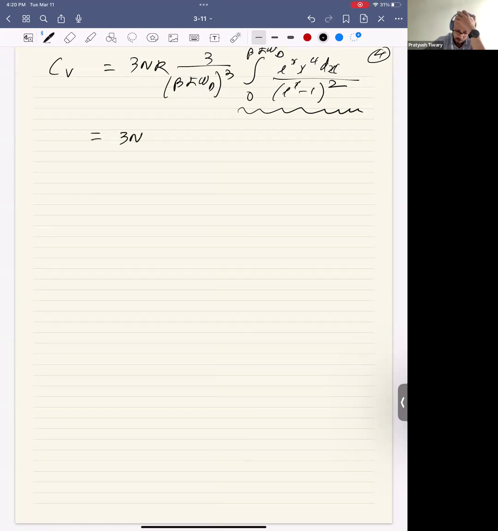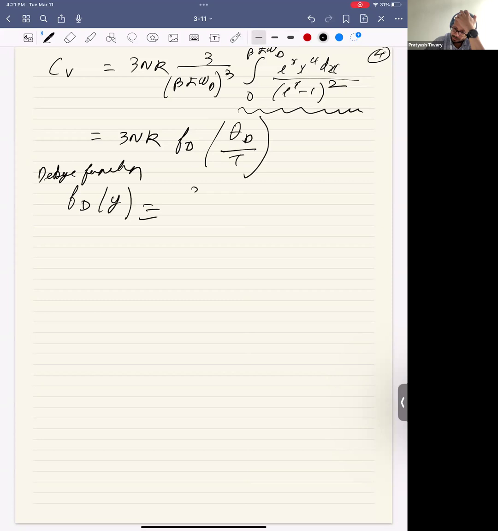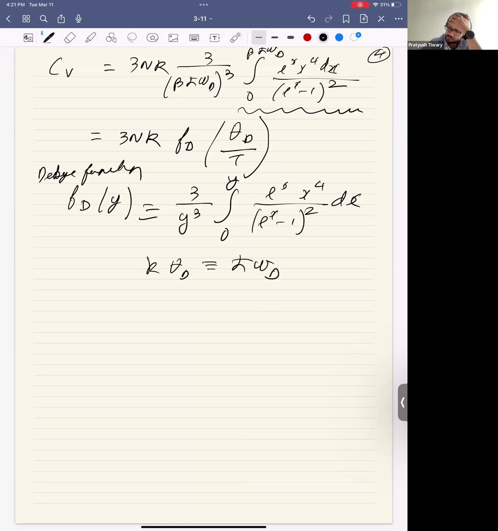So we are going to call this 3nk times some function, the Debye function, FD, that we have just introduced, which depends on theta d by T. So I'm introducing more symbols here. In this, we have defined FD, the Debye function. FD of y is defined as 3 by y cube integral 0 to y, e to the power x, x to the power 4 by e to the power x minus 1 whole square, multiplied by dx. And k theta d is the same as h cut omega d. So if you have a frequency, then h cut omega d corresponds to the energy in that frequency. And k theta d gives us the temperature associated with that frequency. Okay, and this is equation number 9.